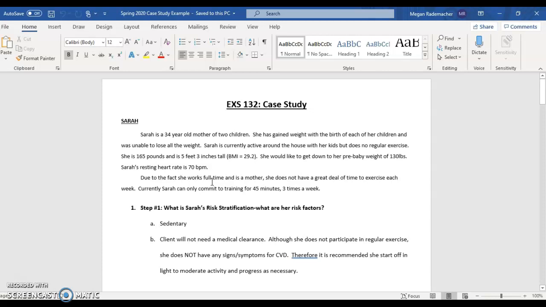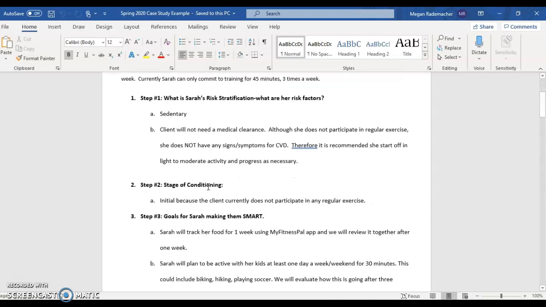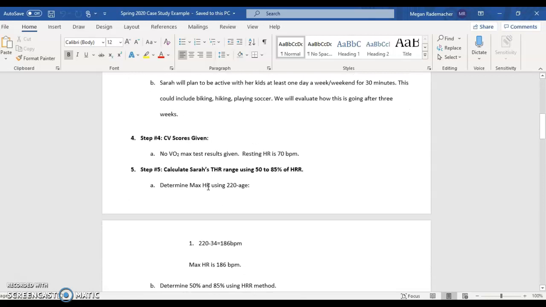She works full time. Can she use her lunch breaks or maybe even some of her 15-minute breaks to walk the stairs at her office? Or does she have the option to go for a walk outside during some of her breaks? So just getting in some more activity throughout the day, those would be great options for Sarah as well.